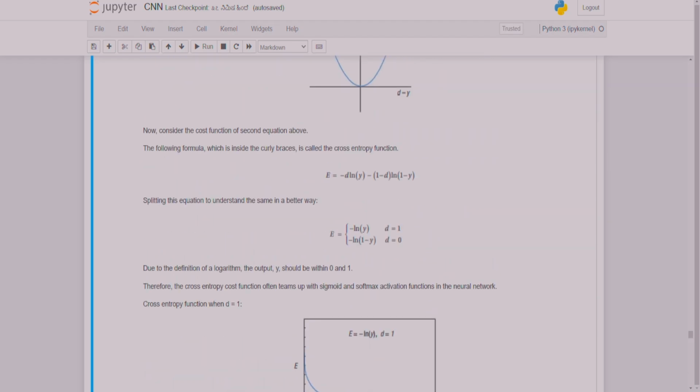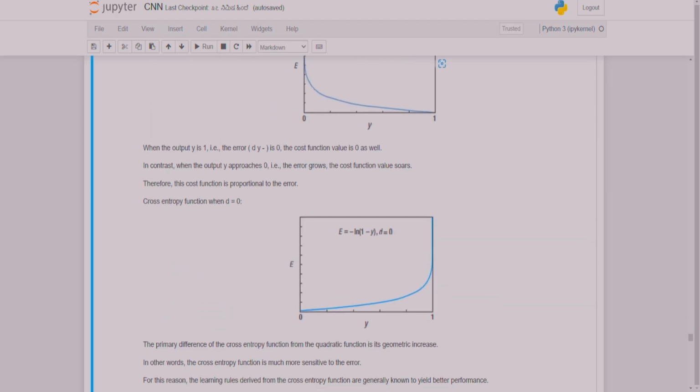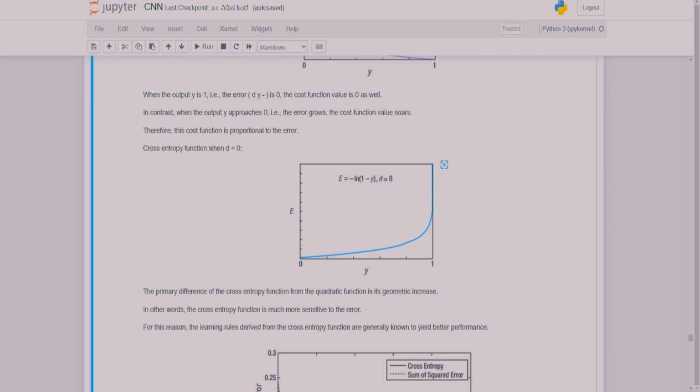So move ahead and let's consider the other part. In our equation, we had a second part: when d is equal to 0, I should be using minus ln of 1 minus y. According to that, let's do the calculation and see what happens. Whenever the output is 1 or 0, I'm supposed to see how d minus y behaves. You see here, when d is equal to 0 and the output is also 0, I have a lesser value.